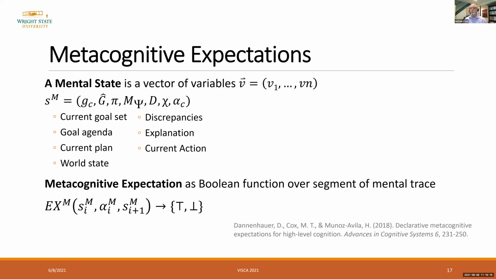So just like a system would have expectations about the world, for instance, a certain action is going to result in a certain change of state, we also want to have expectations about cognition itself. And we have formalized these in terms of a Boolean function over the segments of this mental trace. At the current time, the mental state is a vector of variables. For us, it's a 7-tuple: the current goal set, the current goal agenda, the plan pi, the state of the world, any discrepancies that have occurred between your observations and your expectations at the lower level, an explanation of those, and the current action that was just executed.